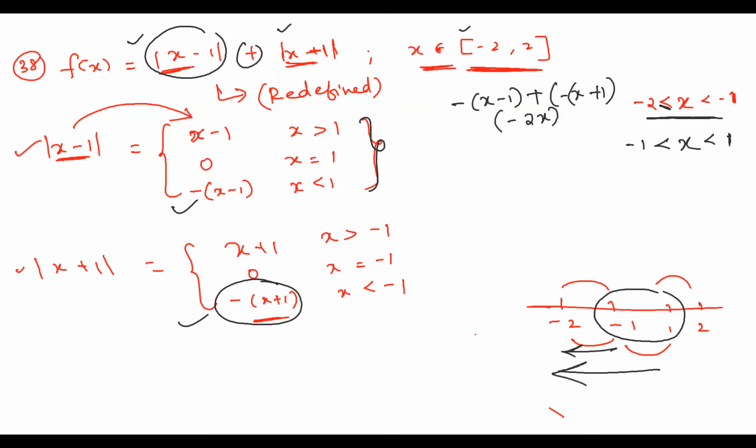So x greater than minus 1 means it is on the right hand side. So when x is greater than minus 1, what function should I take? Here it will be x plus 1. Right? When x is greater than minus 1, what can I write for this function? So what should I write there?